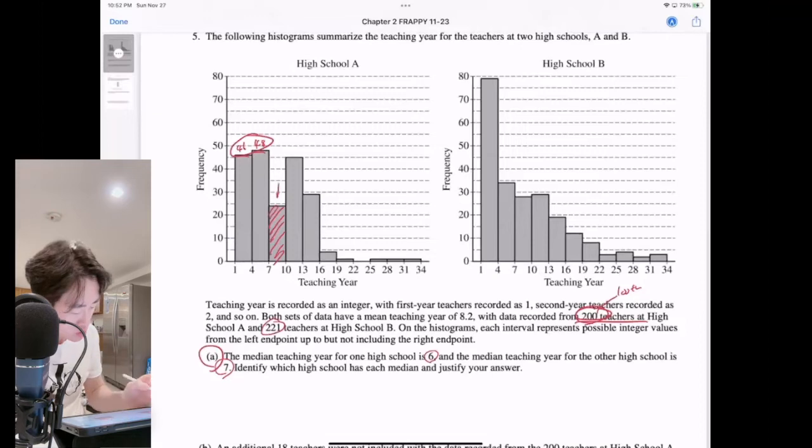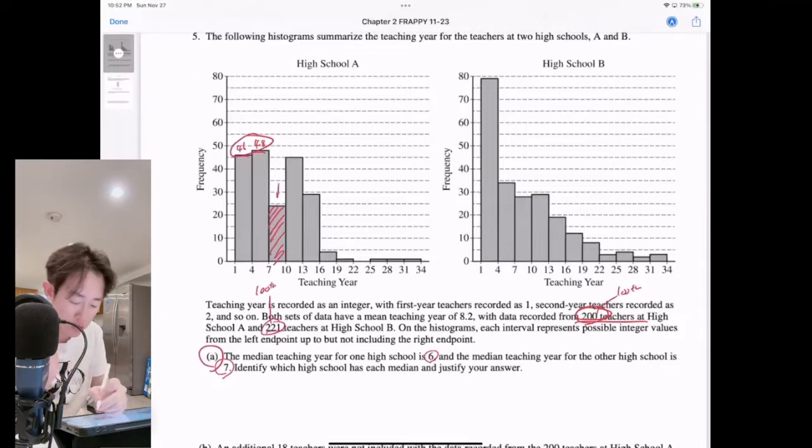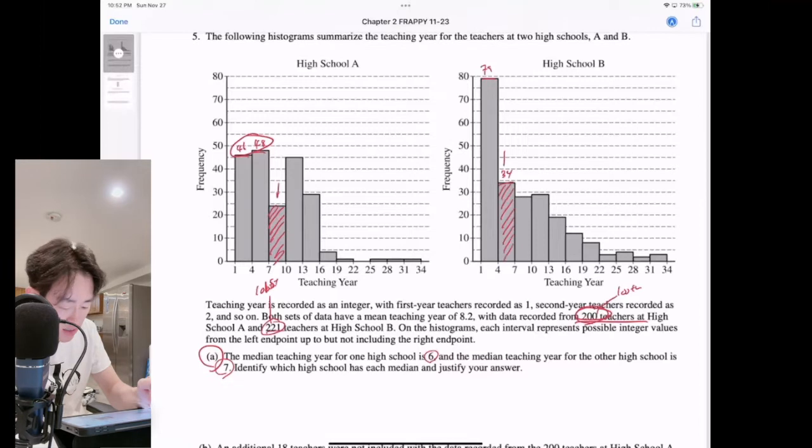Now, if you were to do the same thing with 221 teachers, you're still going to be looking for the 100th number, or the 101st number to be exact. That comes up to be 79, and that comes up to be around, I would say, 34, which already gives you more than 100. So you're pretty much looking at the median to be between 4 and 7.